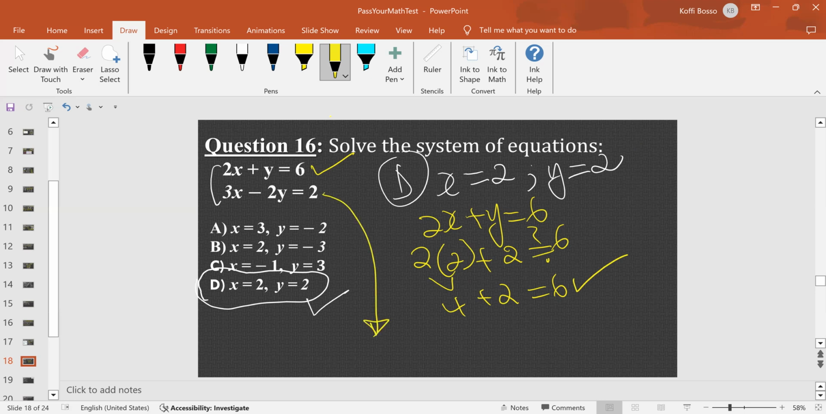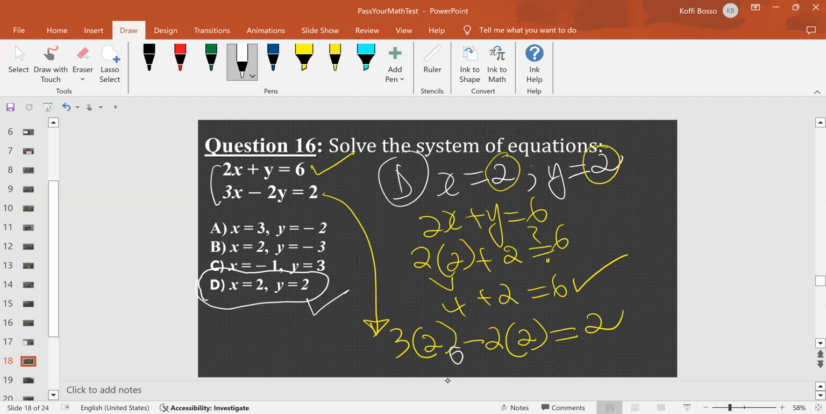Okay, now for the second equation, they say 3x, so I take a 3 and multiply by the x value. The x value again is 2, minus 2 multiplied by the y value. The y value is 2. Can we say that this is 2? Let's check. 3 multiplied by 2 is 6. Okay, let's use a different color. Sorry, 3 multiplied by 2 is 6, right? And the negative 2 multiplied by 2 is negative 4, and 6 minus 4 is 2. So yes, that works. The answer is indeed D.